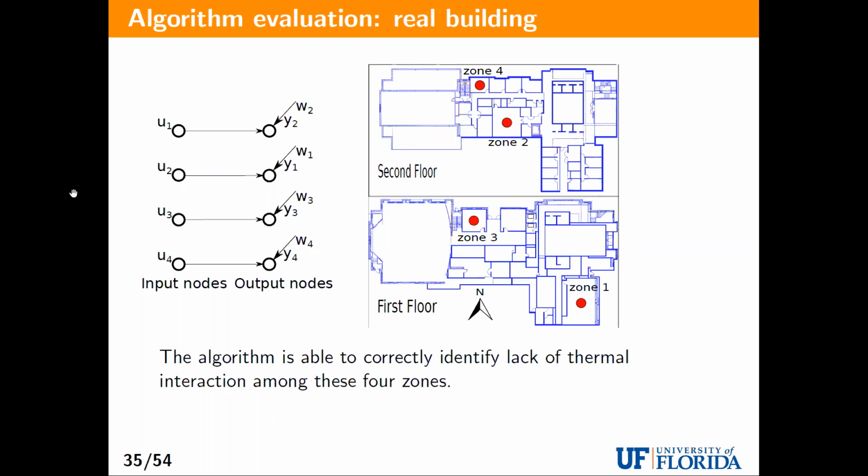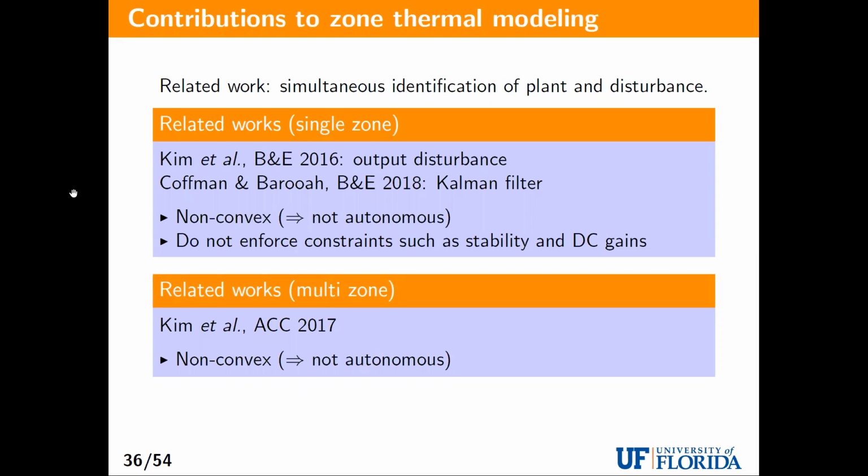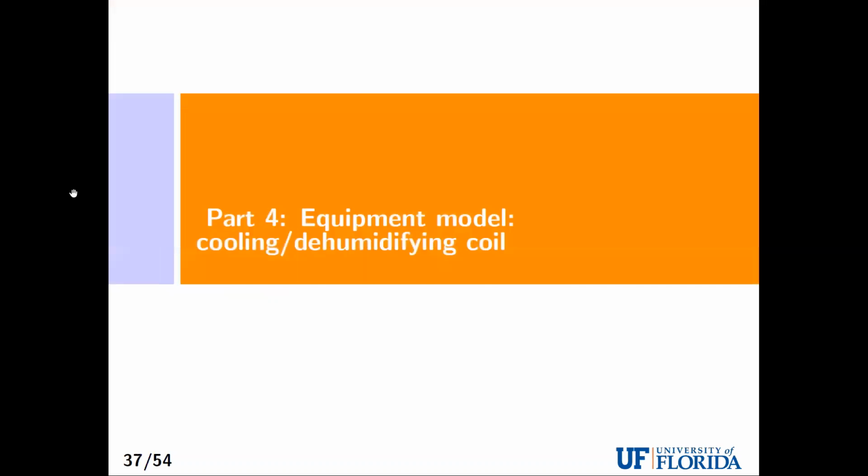So again, this is kind of the best we can do in terms of verifying what the algorithm is doing, because there's no way to figure out what the true model of the real building is. Right? A simulation is a different issue. There is some related work, but none of them actually have these properties, especially the convexity part, which is really important to be able to make all this modeling, model identification, a part of an autonomous control system that will update these models or learn these models online.